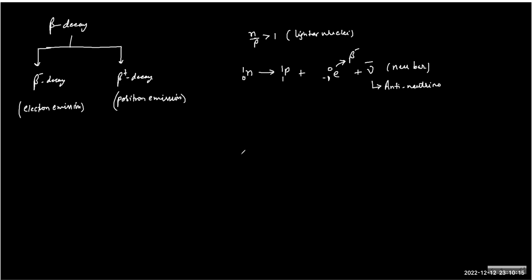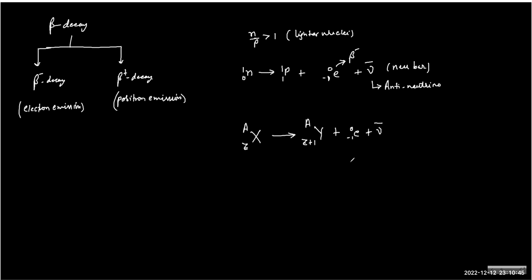This is one way of writing, but what is the actual way of writing the beta decay for a nucleus? Let's say we have a nucleus X. If it undergoes beta decay, what will happen? A will remain the same and Z will become Z plus 1, isn't it? Yes.